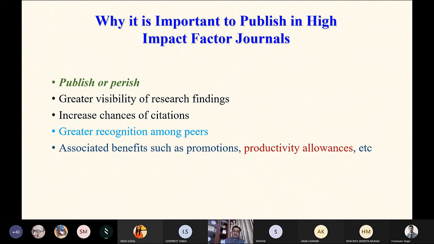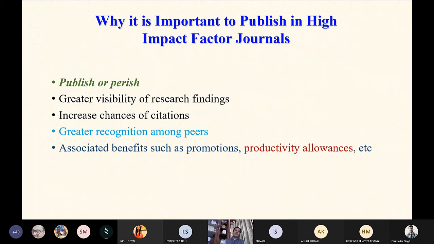By having a publication in a high impact factor journal, there are more chances of citation for my paper. I will have more recognition among my colleagues and friends, that I have been able to get a paper published in a high impact factor journal.